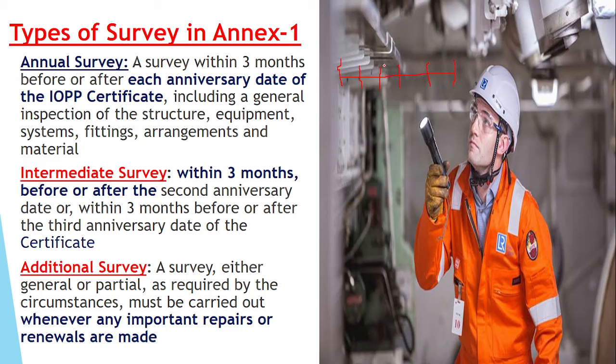So this will be the intermediate survey, and these three will be the annual survey, and this one will be the renewal survey. Okay, so this is how the cycle works.